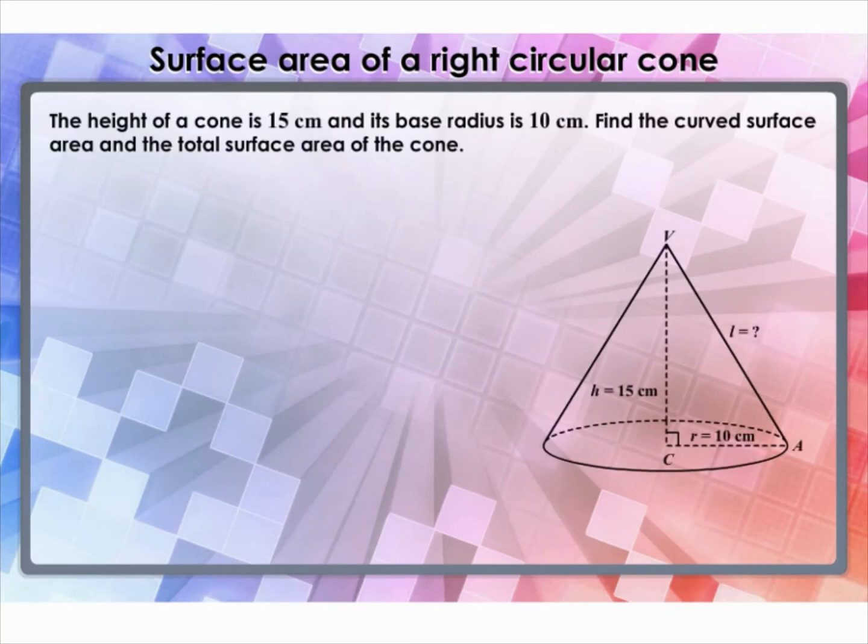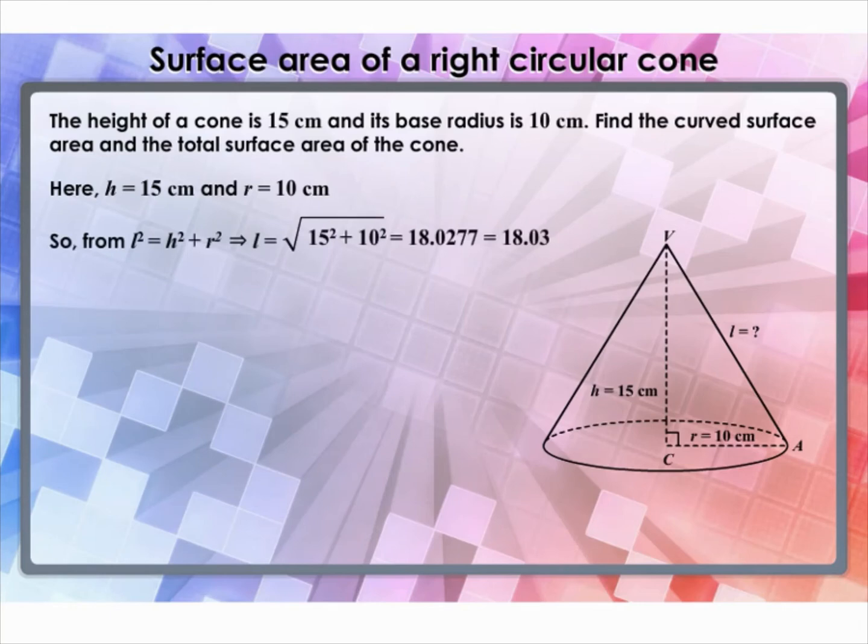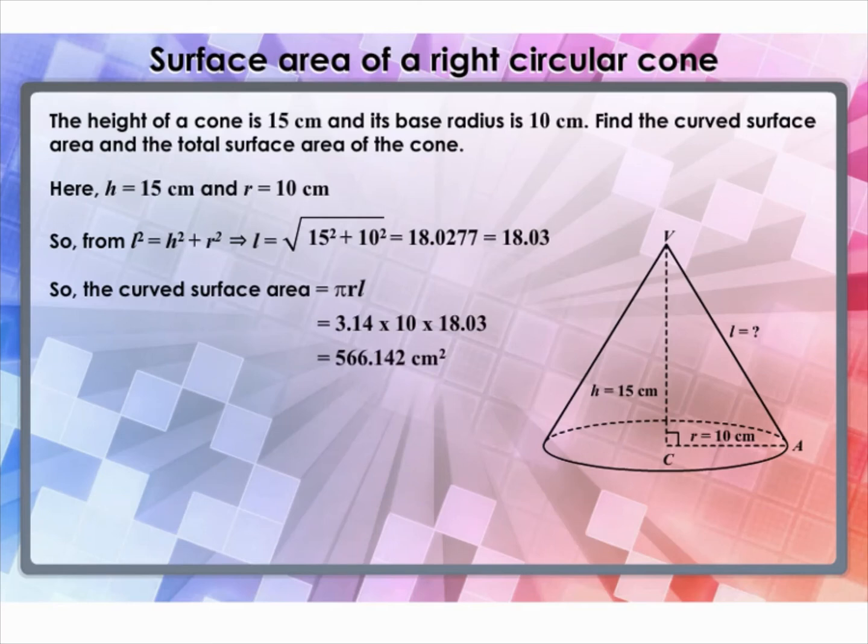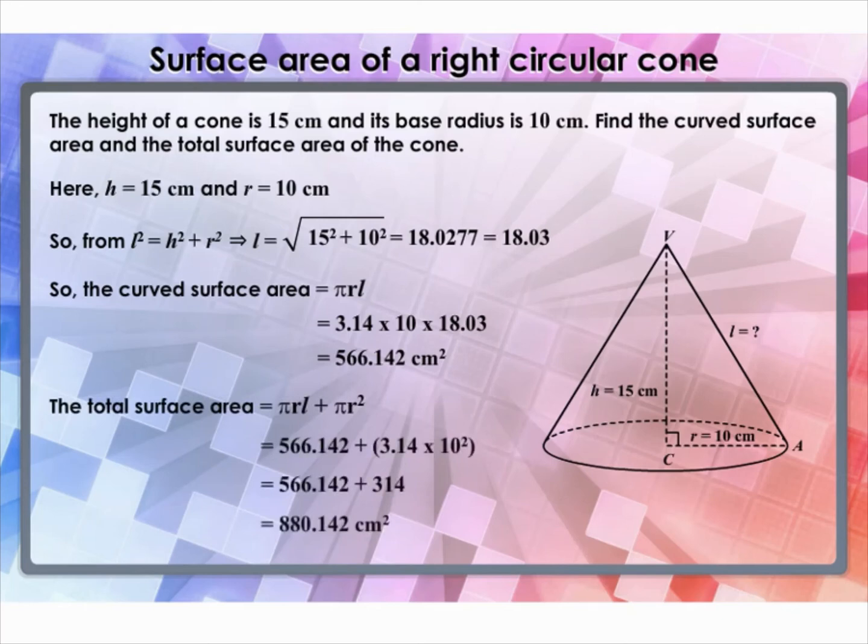Let's look into this problem. The height of a cone is 15 centimeters and its base radius is 10 centimeters. Find the curved surface area and the total surface area of the cone. Here, h is given as 15 centimeters, r is given as 10 centimeters. So using Pythagoras theorem, we find L, that is 18.03. Now, the curved surface area is pi r L, which is equal to 566.142 square centimeters. Therefore, the total surface area is pi r L plus pi r squared, which gives us 880.142 square centimeters.